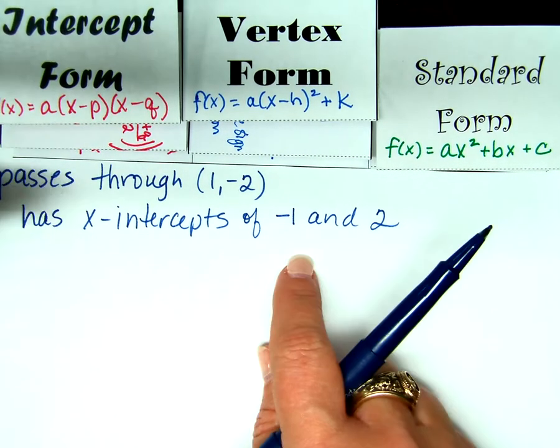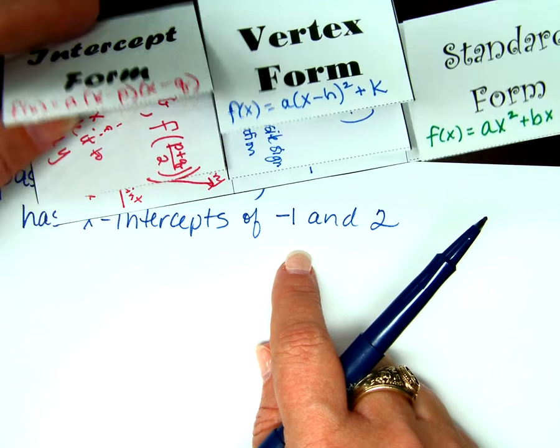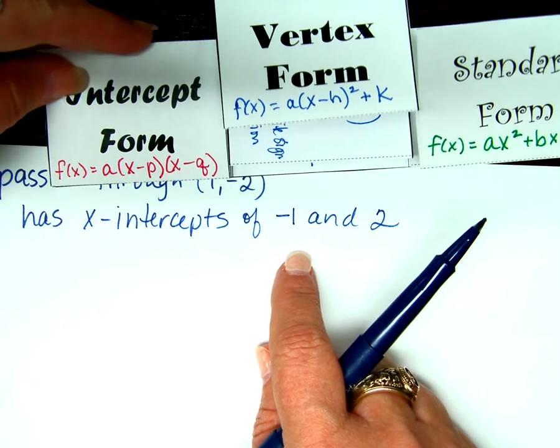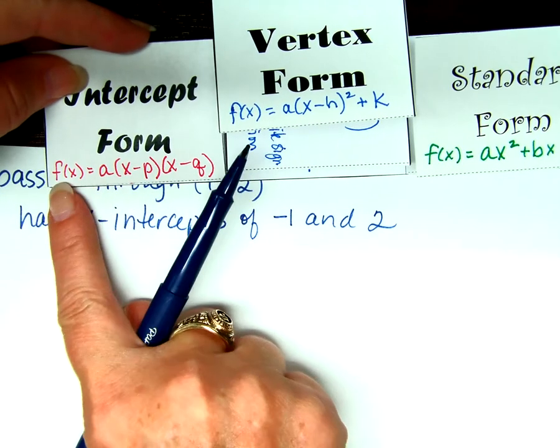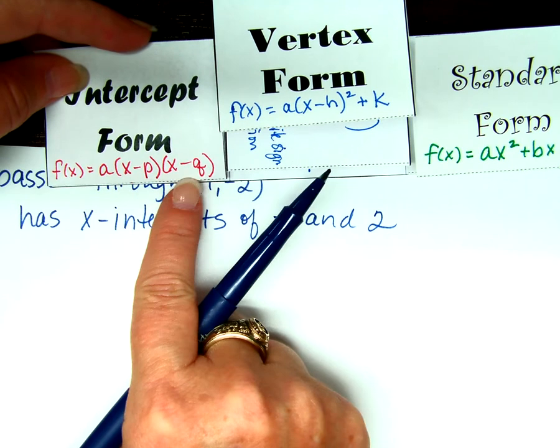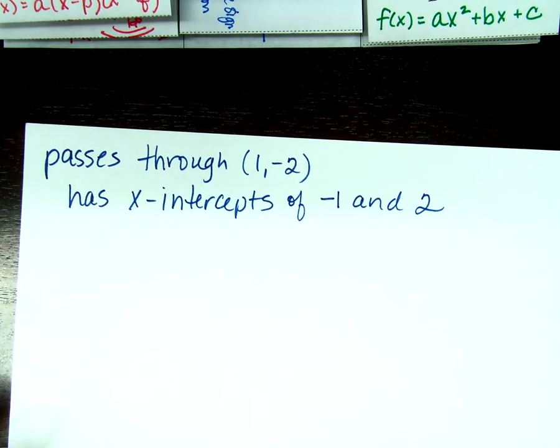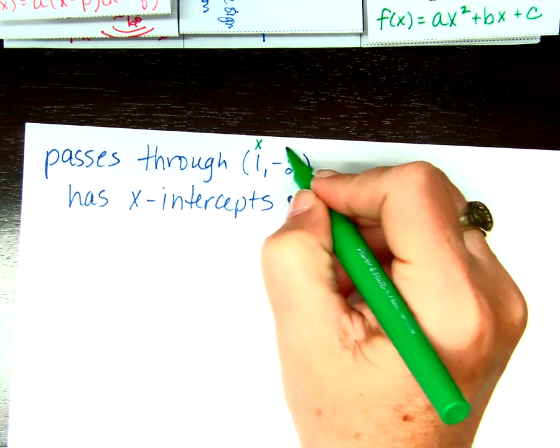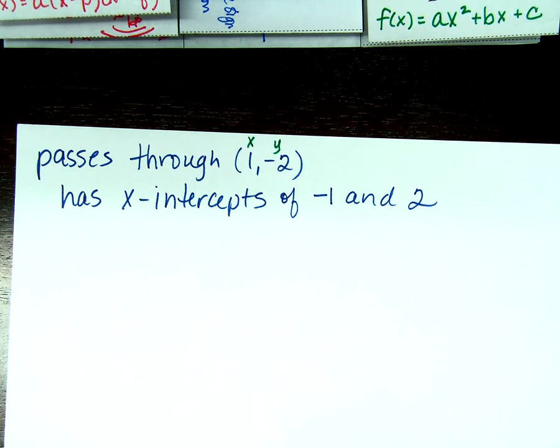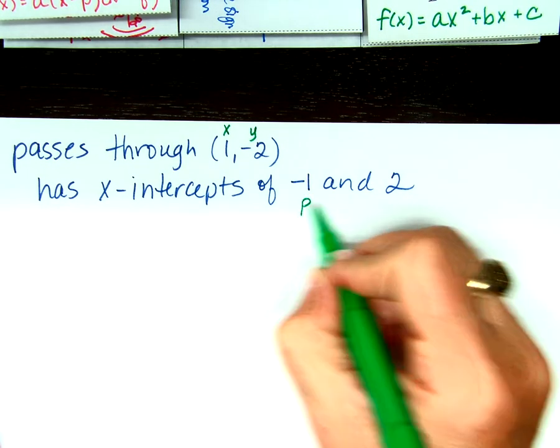I know some intercepts. Do you think we might use intercept form? Okay. So in intercept form, I need a y, an a, an x, a p, and a q. Do I have any of that? Well, I have an x and a y, don't I? What else do I have? Absolutely.